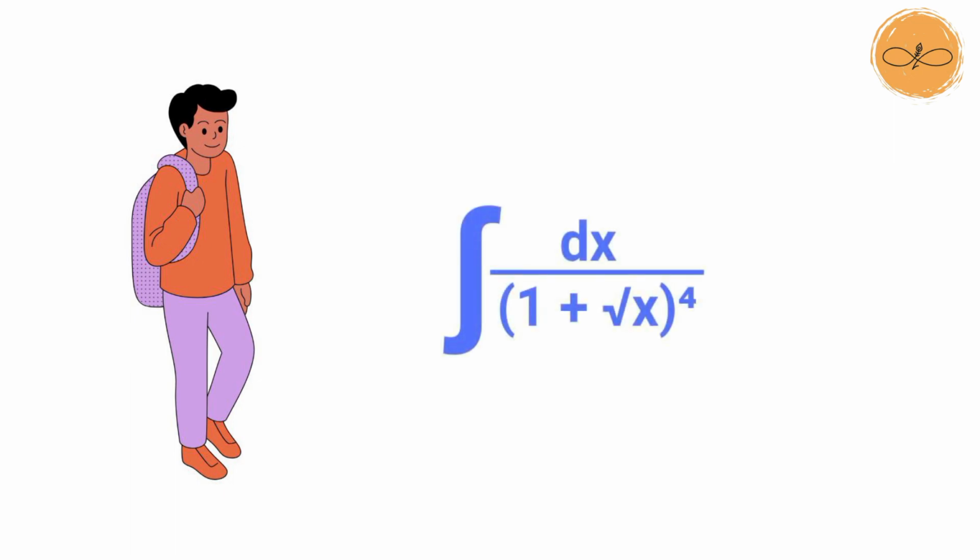Today we're gonna solve this integral, this antiderivative: dx over (1 plus root x) all to the power 4. Can you figure it out? Let me know your answer in the comments section. Give this question a try, and when you're ready just keep watching the video for the solution.